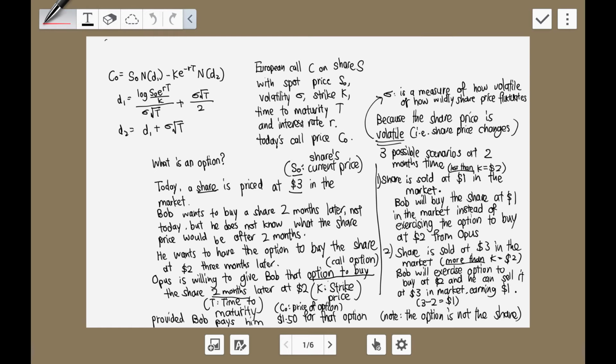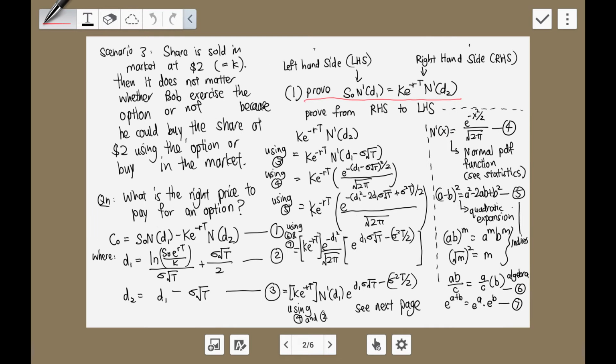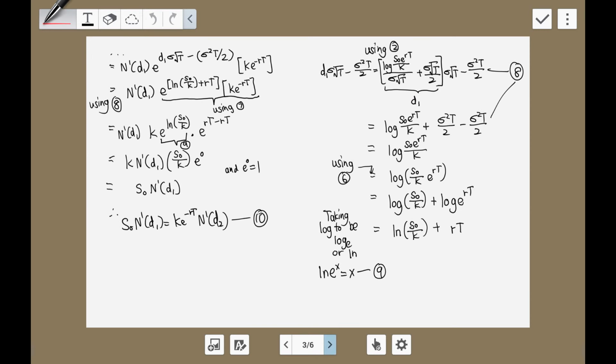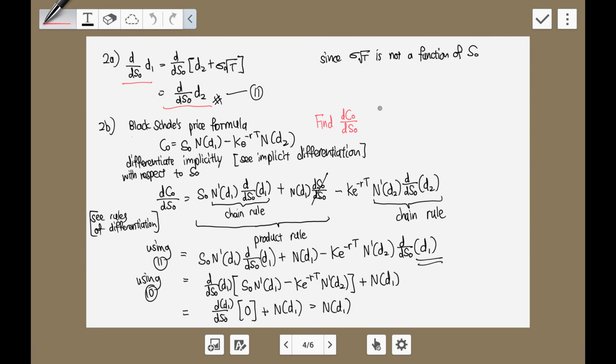First is the Black-Scholes model for pricing a call option. I will explain what a call option is first, and then I'll explain how to price a call option, and then I will try to prove this part of the formula, and I will also try to prove that this is equal to this. I will also try to find dC0 over dS0.